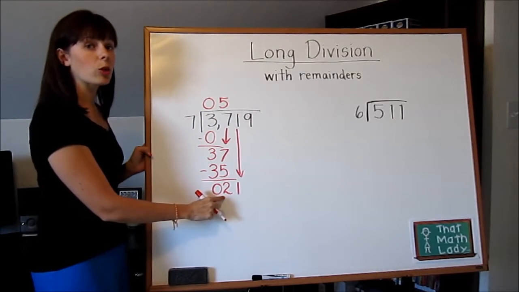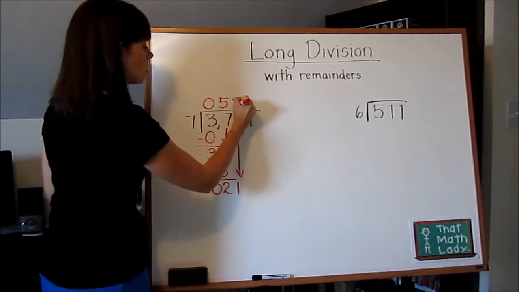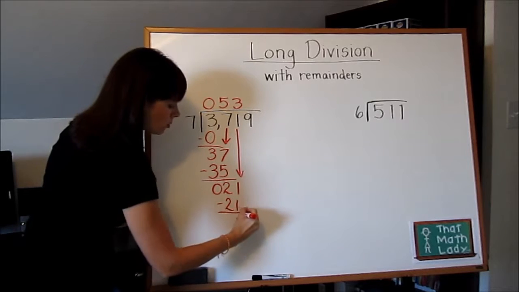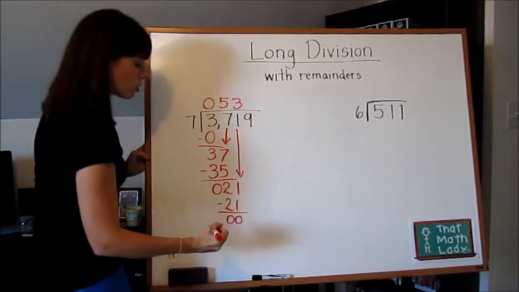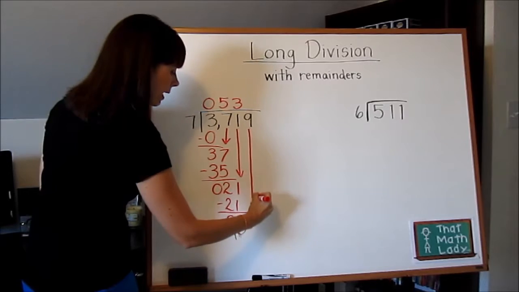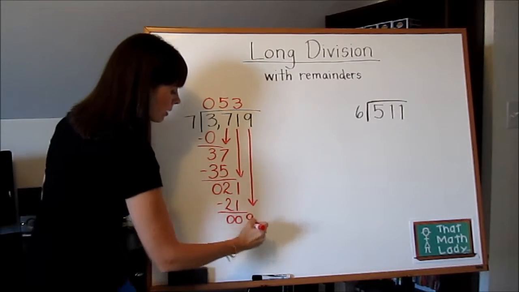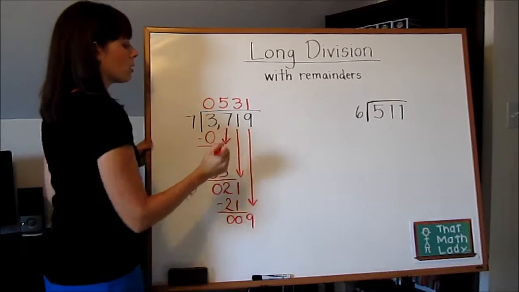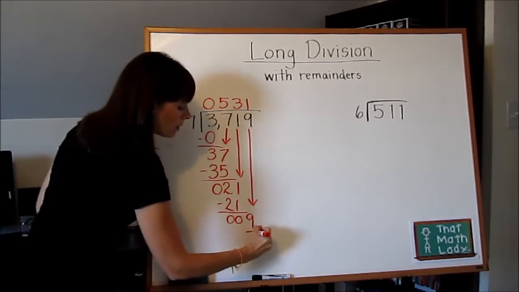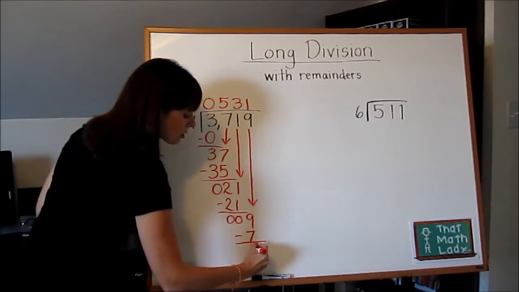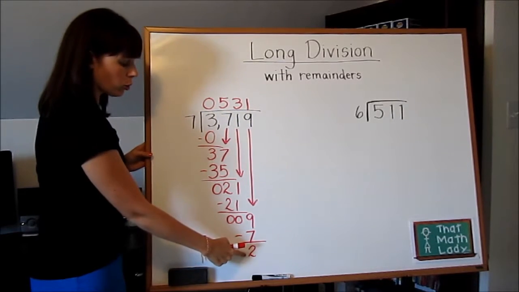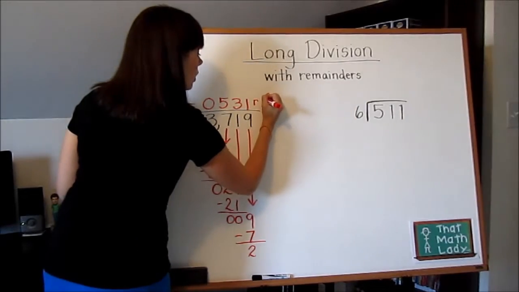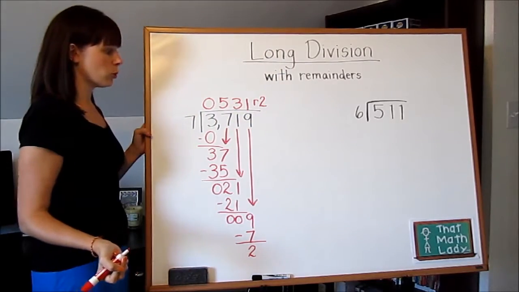7 goes into 21 3 times. 3 times 7 is 21. Subtract that, and I have 2 zeros. Almost done. Need to bring down this last number, which is a 9. 7 goes into 9 one time without going over. 1 times 7 is 7. And if I subtract that, I get 2. Now that 2 becomes my remainder because I don't have any other numbers to bring down. So I'm going to put R stands for remainder 2.